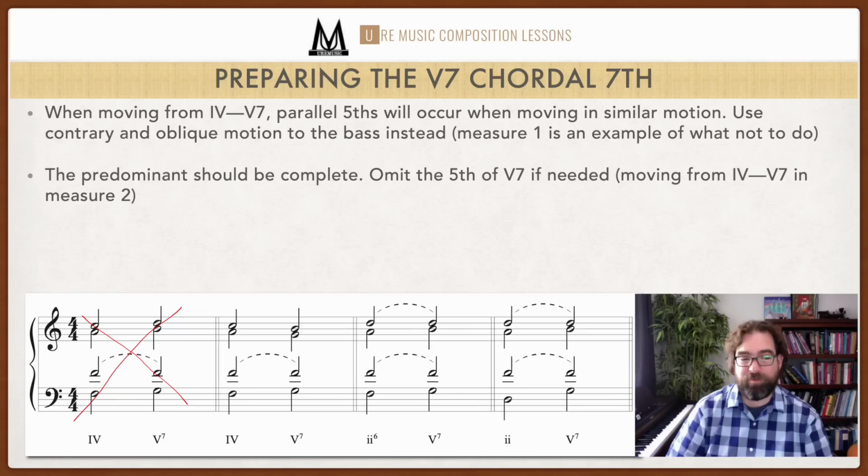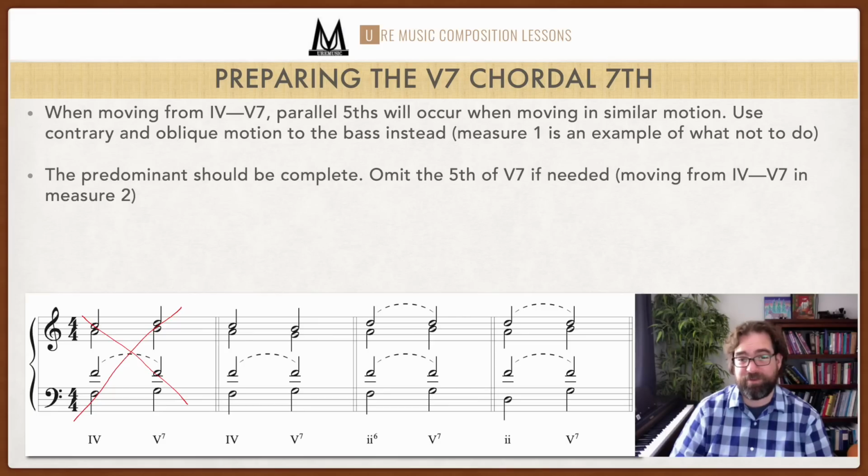The predominant should be complete, so you should have all the chord tones. You can omit the fifth of the 5/7 if needed. So when moving from 4 to 5/7 in measure 2, you'll notice that the fifth has been omitted. You've got a G, the G is doubled. Then you've got a B, and then you're missing your D, so you're missing your fifth, but you have an F. You can do that if you need to. If you're going to omit a chord tone, pretty much standard procedure, you always omit the fifth. You don't want to omit the third, because the third gives the chord its quality.